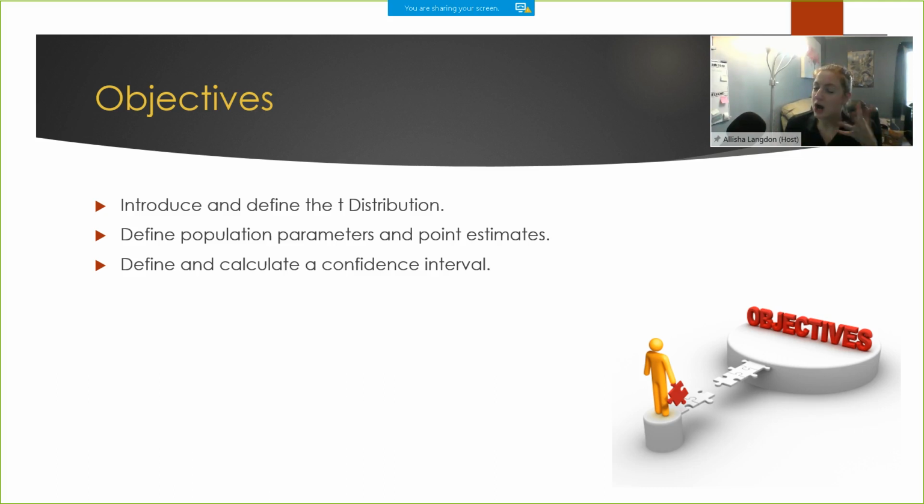We're also going to talk about a few more vocab words. I know there's a lot in statistics, but just stick with it. Remember to write it down, and interpret it how you understand it as well. So we're going to talk about population parameters and point estimates. And then we're going to get to the heart of the matter, which is actually calculating confidence intervals. These are just ranges of values that are possible for our mean, and we'll get into that in a little more detail as well.